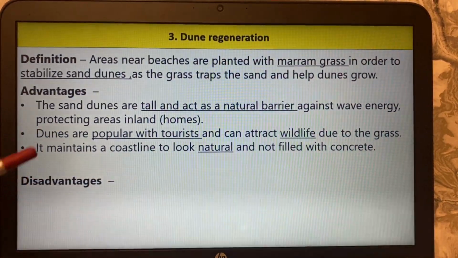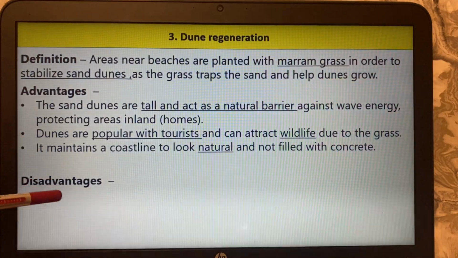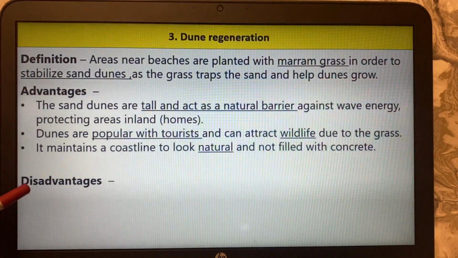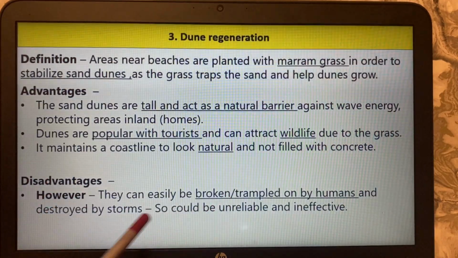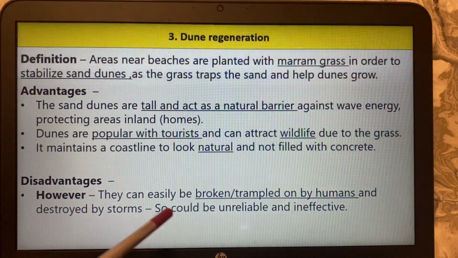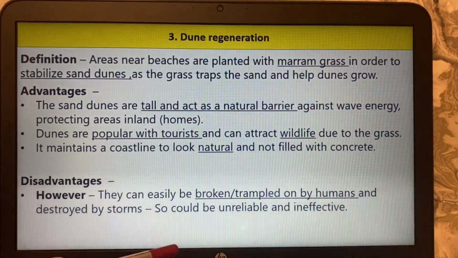Again, you only need to really use two methods. I'd use dune regeneration and maybe beach nourishment. But how I would criticize dune regeneration is the fact that these dunes can easily be broken and trampled on by humans, so therefore they're not very reliable and ineffective in protecting homes.